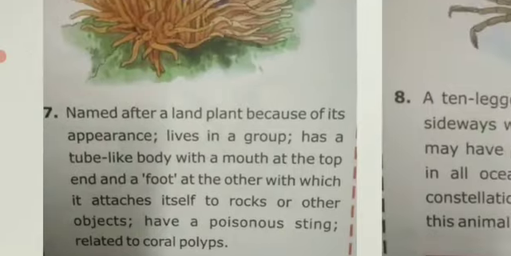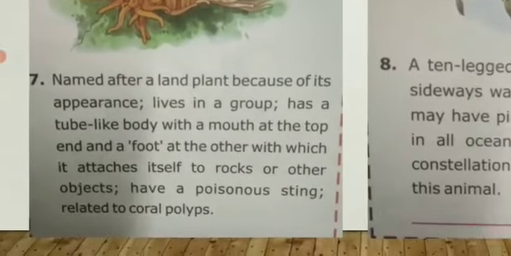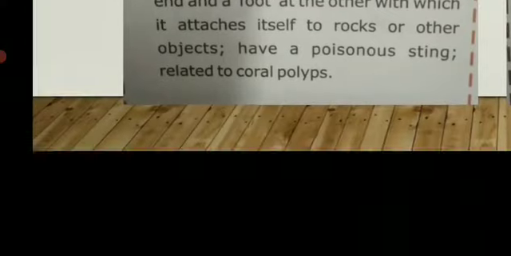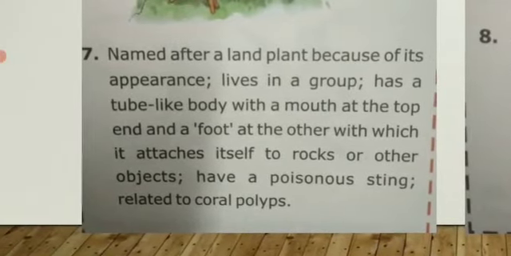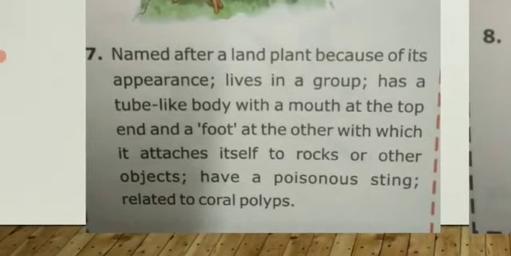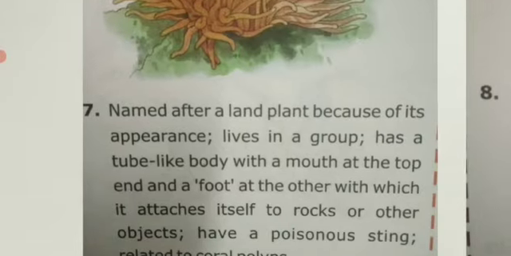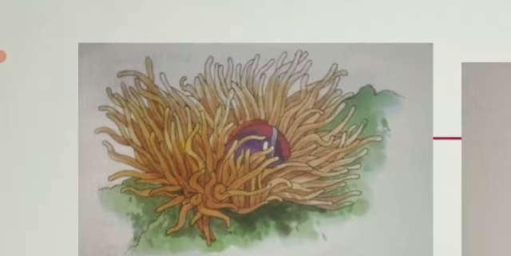Seventh one, this marine creature is named after a land plant because of its appearance. Here also it lives in a group, not as a single creature. The body is a tube-like body, mouth at one end, foot at the other end. And with the help of the foot, it attaches itself to rock or any other surfaces or objects. Here also it has a poisonous sting. So it attaches itself to the surfaces with the foot, and at one end it has a mouth, and it has a tube-like body.